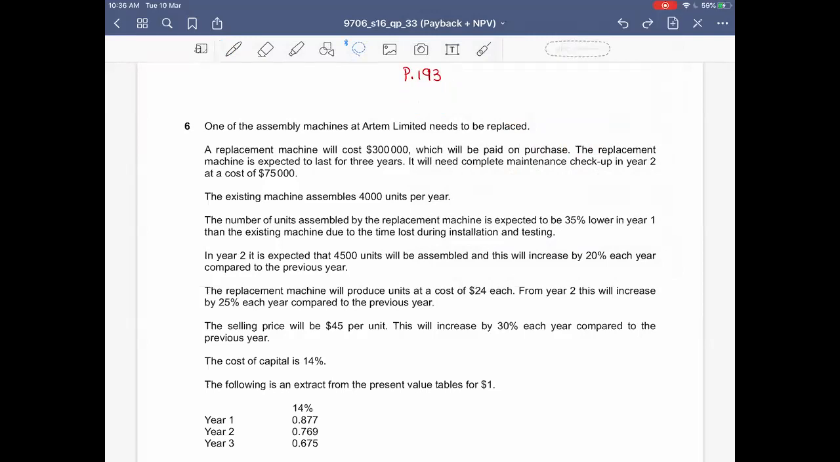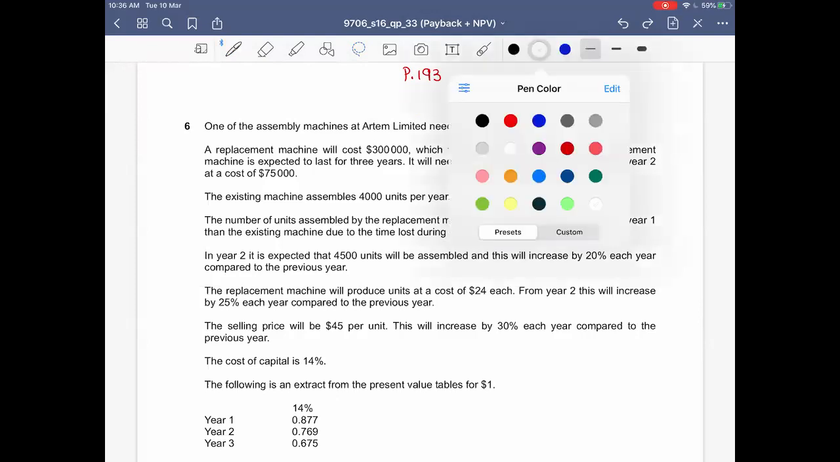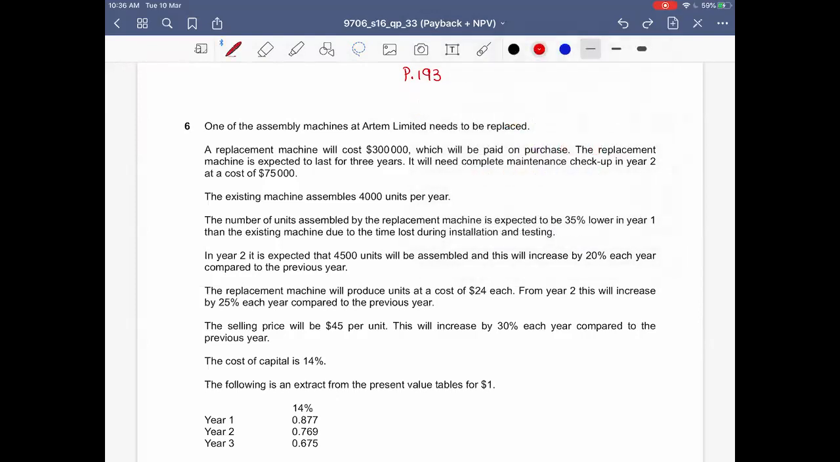One of the assembly machines at Artem Limited needs to be replaced. The replacement machinery will cost 300,000. That means what is our initial investment? Our initial investment is $300,000.